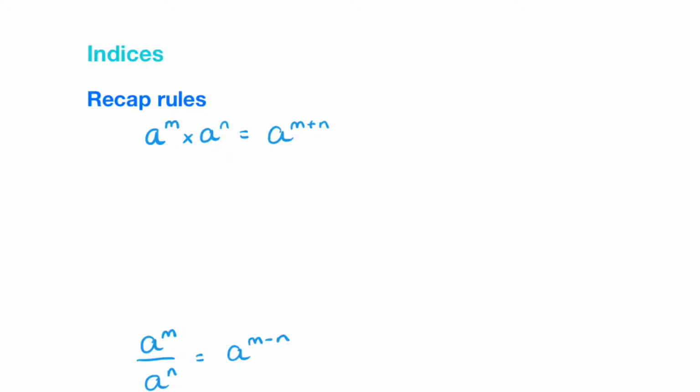So the first rule that we looked at was a to the power m times a to the power n is a to the power m plus n. So basically what that means is if you've got, say, x cubed times x to the power 5, you're adding the powers when you're multiplying. So it's x to the power 3 plus 5, so it's x to the power 8. And that's all we need to do with that.